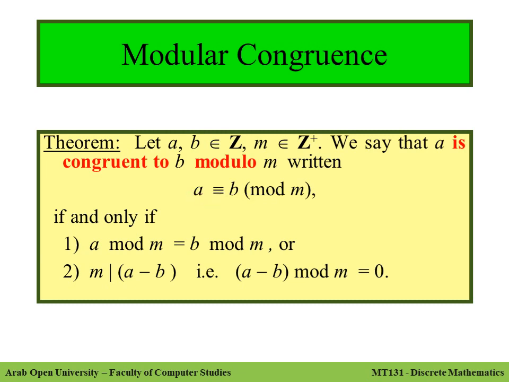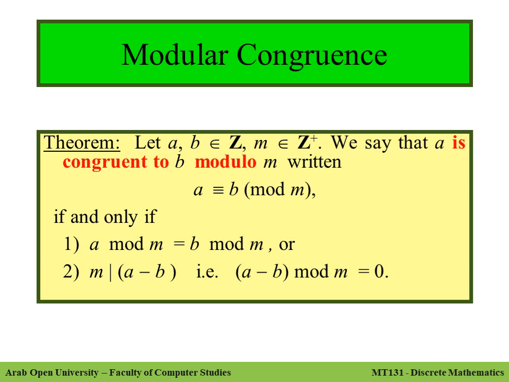We say A is congruent to B mod M if and only if one of the conditions is satisfied. Either A mod M is equal to B mod M, or M divides the difference, A minus B. Of course, M divides A minus B means A minus B mod M is equal to 0.